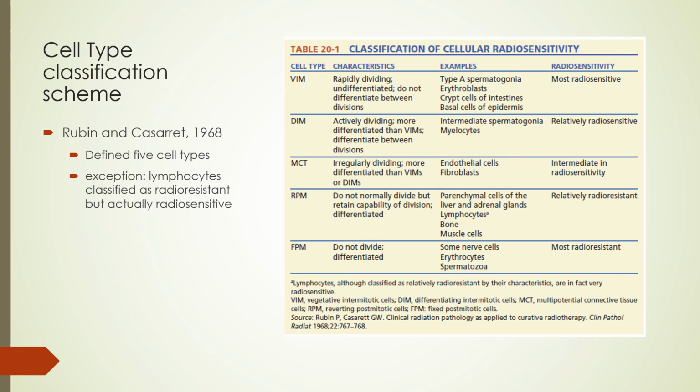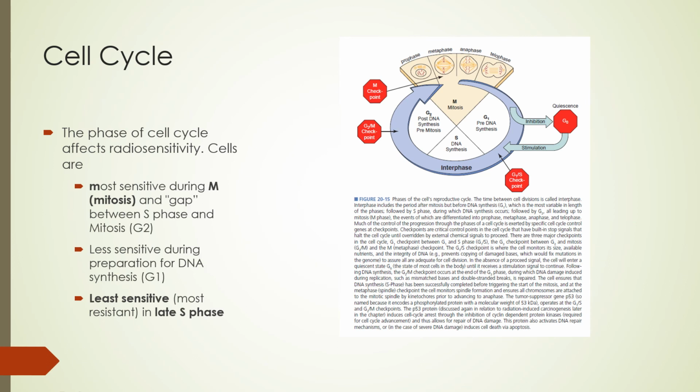The last factor affecting cell radiosensitivity on our list is the phase of the cell cycle. Cells are most sensitive to radiation damage just before mitosis begins and during mitosis. The least radiosensitive or most radioresistant portion of the cell cycle is the late S phase when DNA is synthesized. Cells are less sensitive during the preparation period for DNA synthesis or G1 phase.